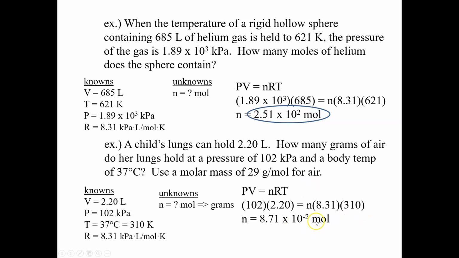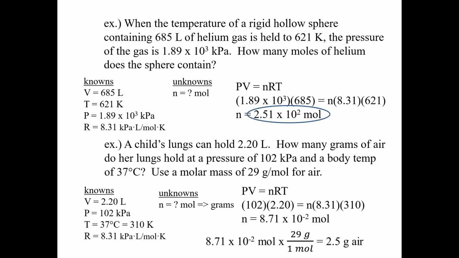But that can't be our final answer because it's in moles and we need it to be in grams. So now we know that there's 29 grams for every mole. So if you take that answer times 29 grams per mole, that'll tell us how many grams that is. So in other words, we're multiplying that answer by 29. And we get 2.5 grams of air.